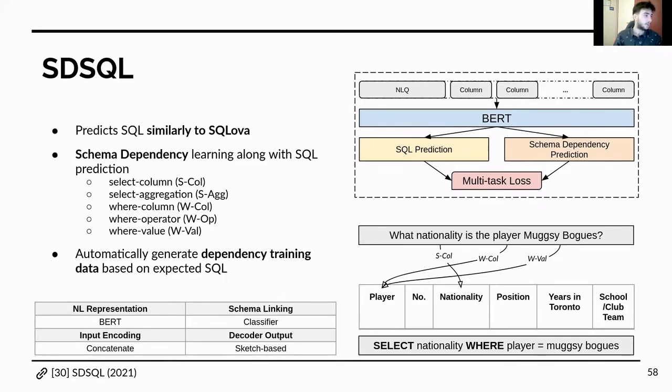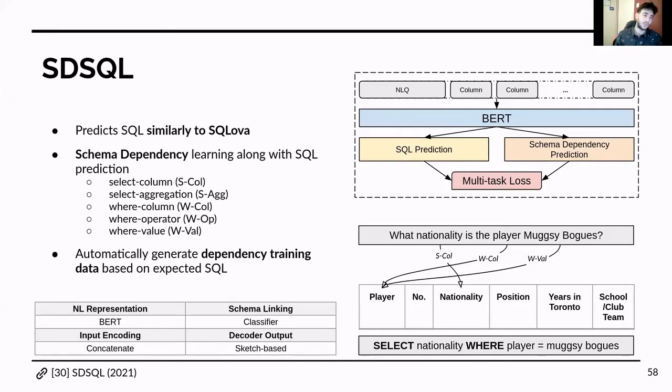So, for example, one type of dependency is the select column dependency. And in this example, we can see that the word nationality has a select column dependency to the column nationality, because this exact word signifies that the column nationality will appear in the select clause. So this schema dependency task essentially is a version of schema linking that is done inside the network.